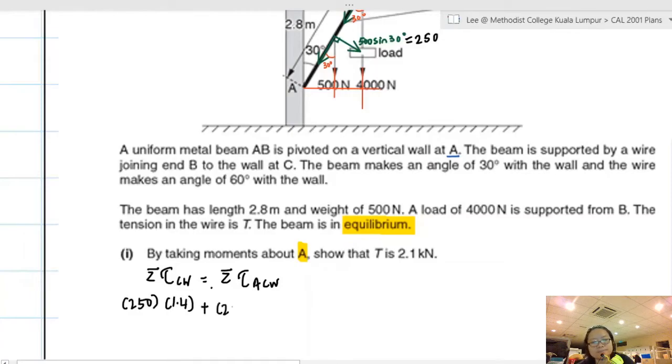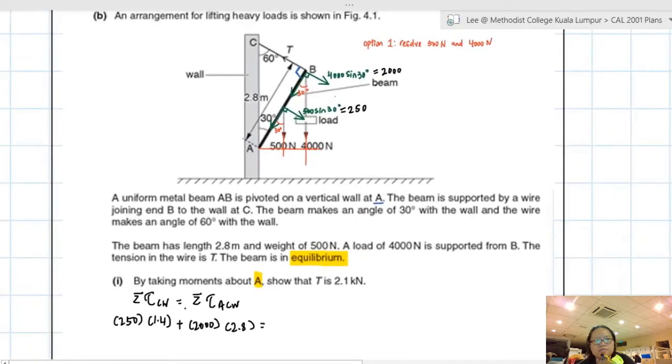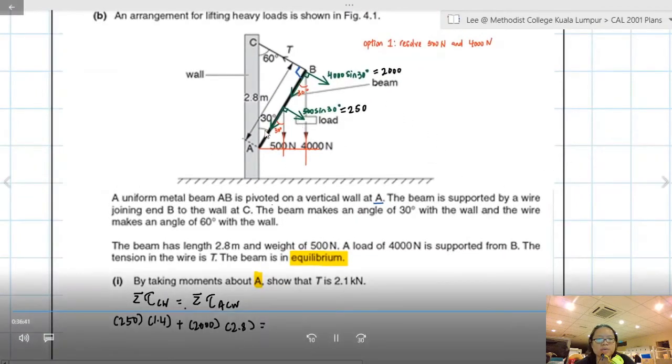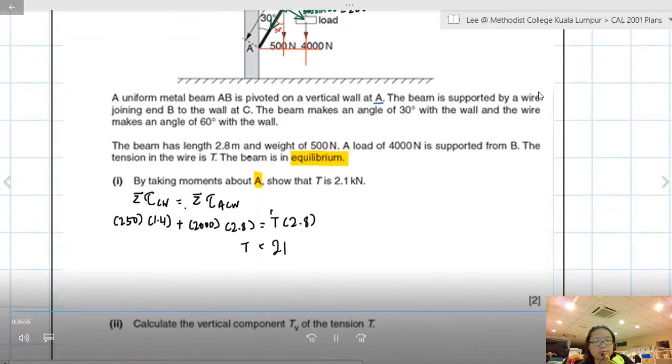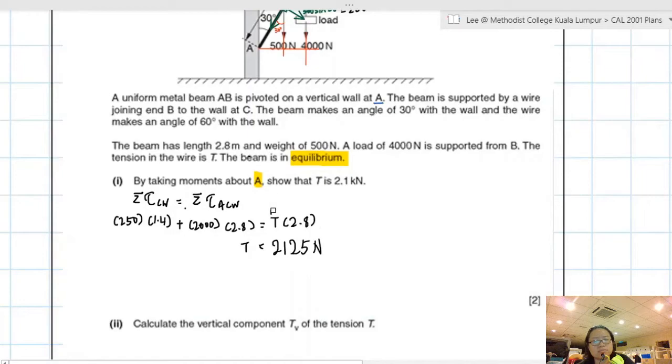Multiply by the perpendicular distance, so 250 is 1.4 meters away. Distance is now perpendicular. And 2000 is 2.8 meters away, and T is already perpendicular to the bar, so you just times 2.8. When you move some things around, then you get 2.1 something. Okay, so this is about 2.1 kilonewton. Proven.